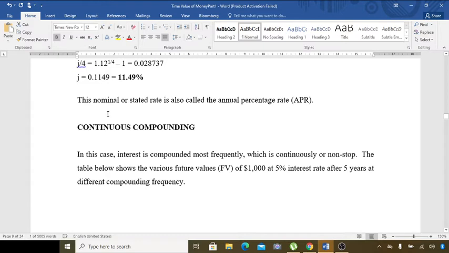Now this nominal or stated rate is sometimes also called the annual percentage rate, or APR, which you sometimes see in banking products.